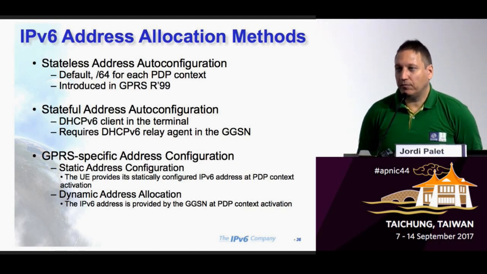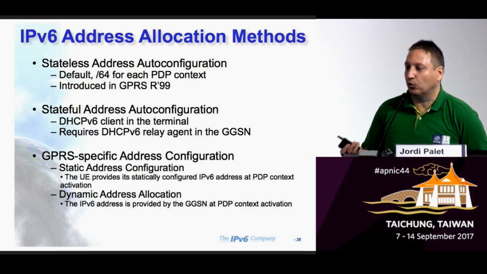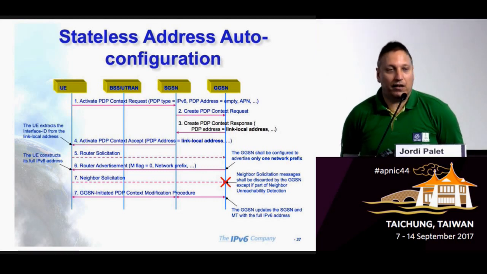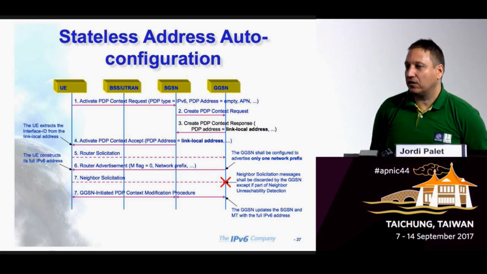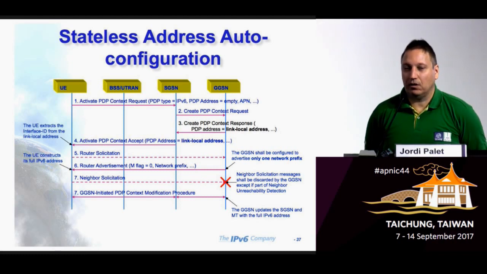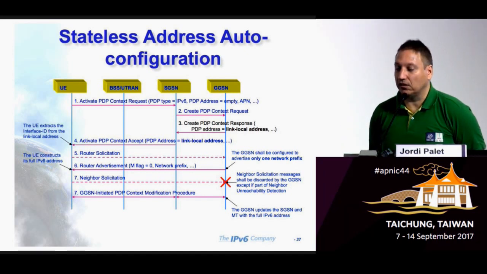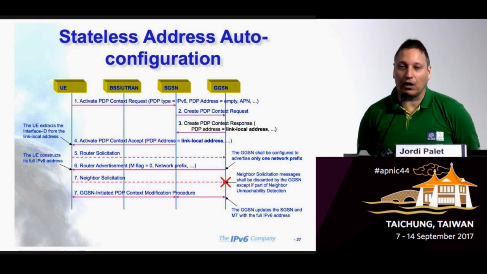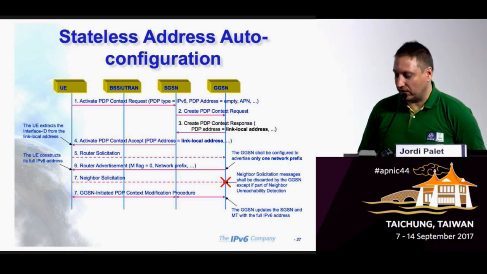There is also another way, which is a specific GPRS setup, but I am not going through that one because people are not using it in general. So this is the way stateless address auto-configuration, SLAAC, works. If you know about SLAAC in other networks, default SLAAC in IPv6, there is no change, okay? The user equipment activates the PDP context, and then all goes through with the request of the address auto-configuration, okay? So nothing special here, different from the standard SLAAC.